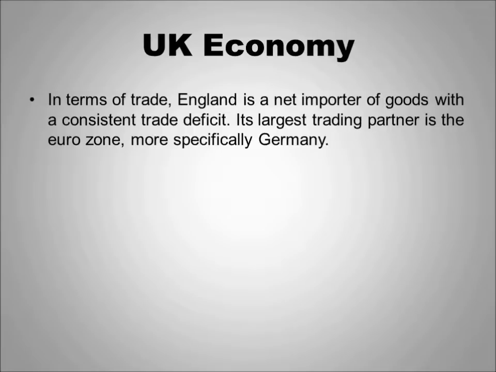So here's what we need to know about the British economy. In terms of trade, England is the net importer of goods with a consistent trade deficit. Its largest trading partner is the Eurozone, more specifically Germany. And trade activity with the Eurozone accounts for over 50% of the UK's trading activity. So again, we're talking about the Eurozone. So what happens in the Eurozone can have a profound impact on the British economy.